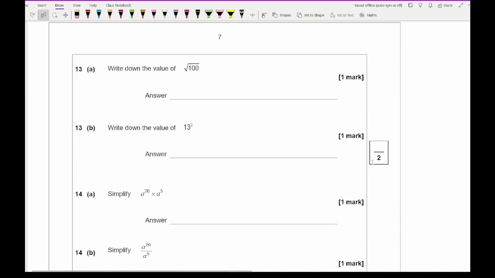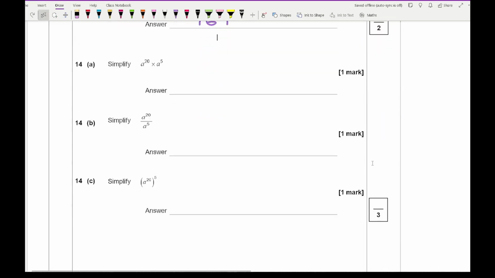Moving on to question 13a, it says write down the value of the root of 100. So here you should know that 100 is a square number. So what times what gives you 100? That's going to be 10. Write down the value of 13 squared. Well, if you don't know what 13 squared is, I would recommend that you just do 13 times 13, in which you should have an answer of 169.